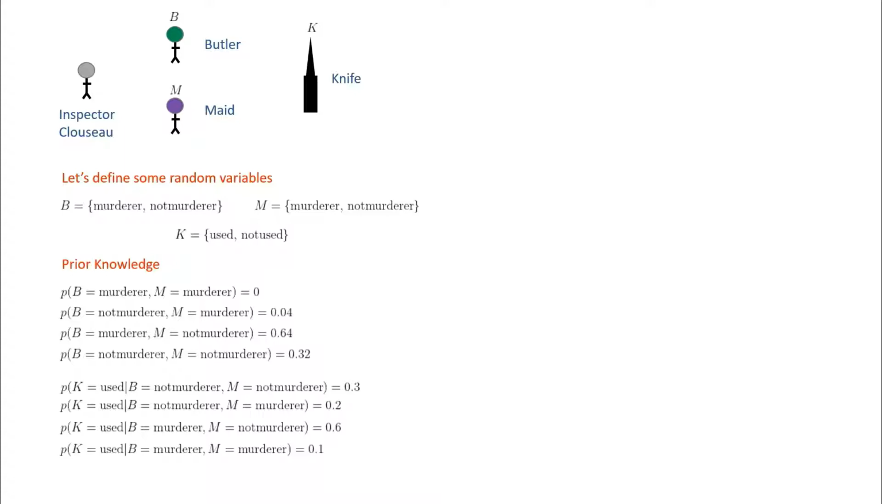Okay, for the question itself, we are asked, if we know that the knife is used, perhaps they've found the blood of the victim on the knife and it's a perfect match, so we have 100% knowledge the knife is used, what is the probability that the butler is the murderer?